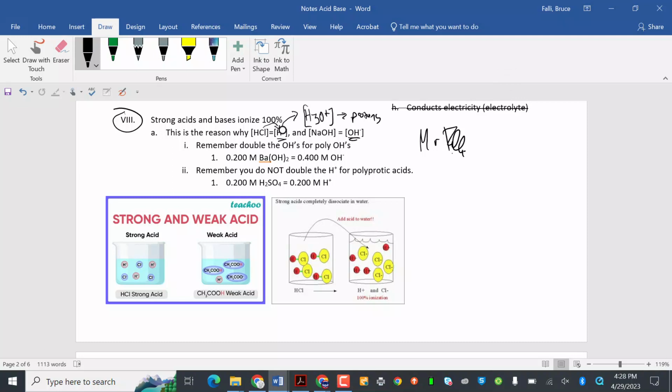Remember, double the OH is for poly OHs. So Ba(OH)2, taken twice: if my molarity is 0.2, double that would be 0.4. Remember, you do not double the H positive for polyprotic acids. So H2SO4 at 0.2 is still the same 0.2.